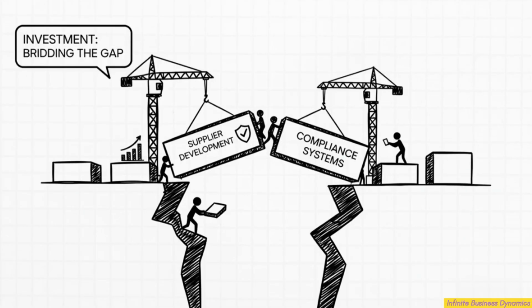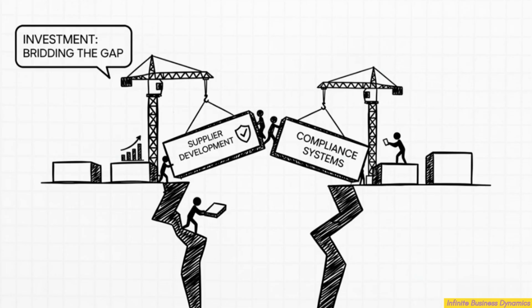So how do you bridge these huge gaps? The answer is pretty straightforward. You invest. You invest heavily. Smart companies pour resources into training their suppliers, into building up their capabilities, and into putting rock-solid compliance systems in place so that everybody is playing by the same rules.